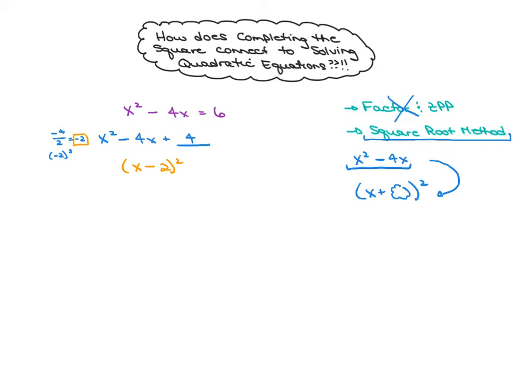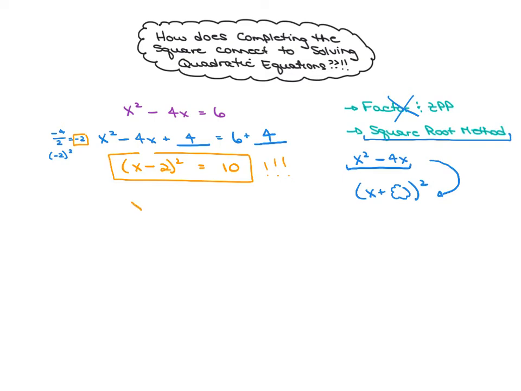Awesome. Now remember, with equations, whatever we do to one side of the equation, we better do the exact same thing to the other. So I'm going to also add 4 to the other side of the equation. So we're left now with x minus 2 squared is equal to 10. Now this should make you so super happy, because now we have this equation in a form where we can use the square root method. We know how to do that.